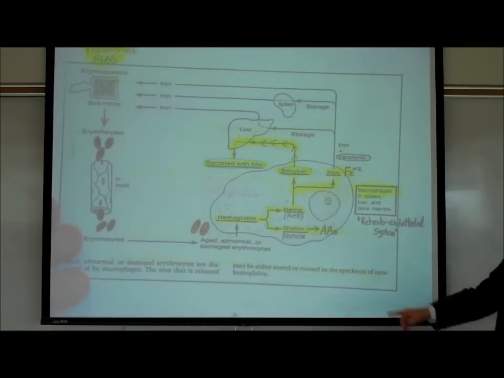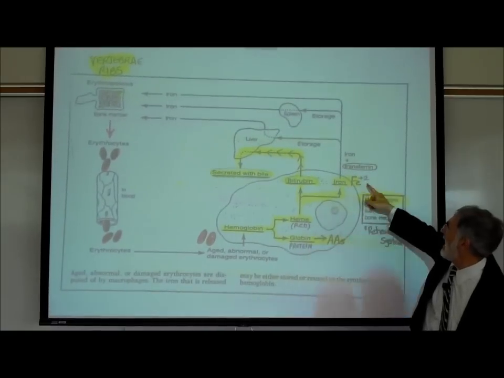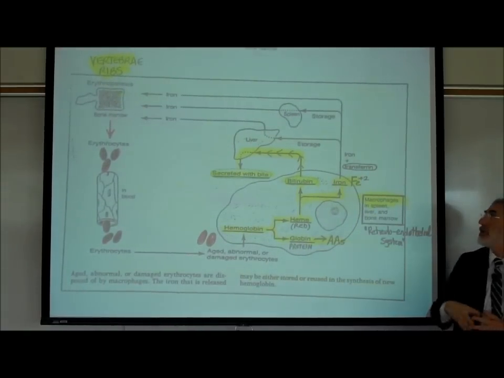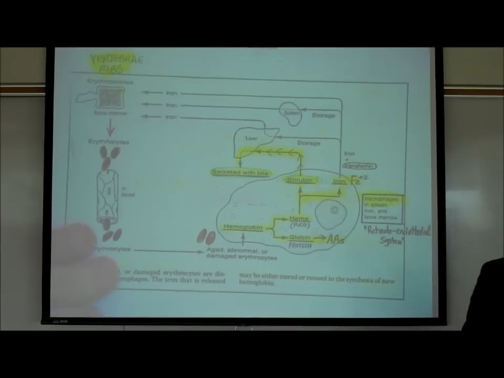The iron is recycled back to the bones by that protein made by our liver called transferrin, which is a transport protein in the blood. Anyhow, we talked about that last time.